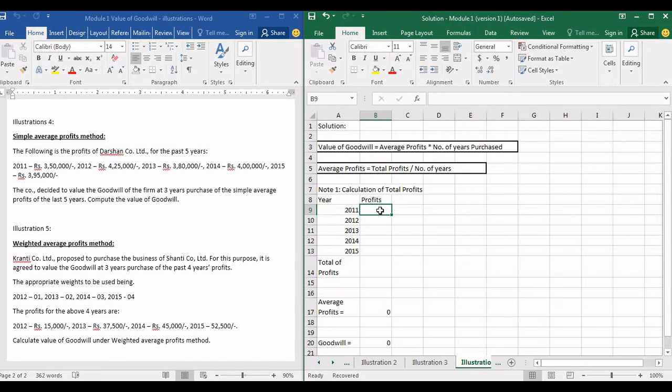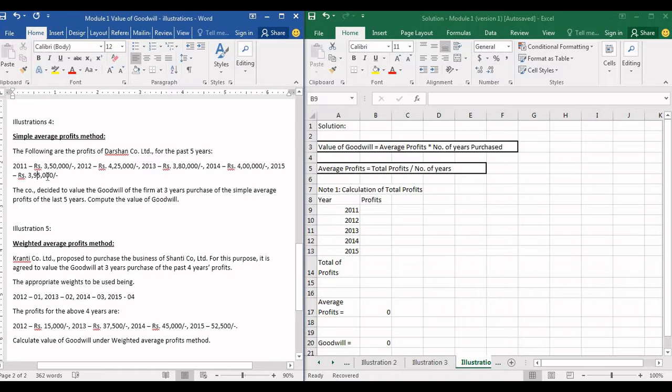So the first question that I had given for you all to practice at home was based on the simple average profits method. I'll just read out the problem for you. The following are the profits of Darshan Company Limited for the past 5 years: 2011, 3,50,000; 2012, 4,25,000; 2013, 3,80,000; 2014, 4 lakhs; 2015, 3,95,000.